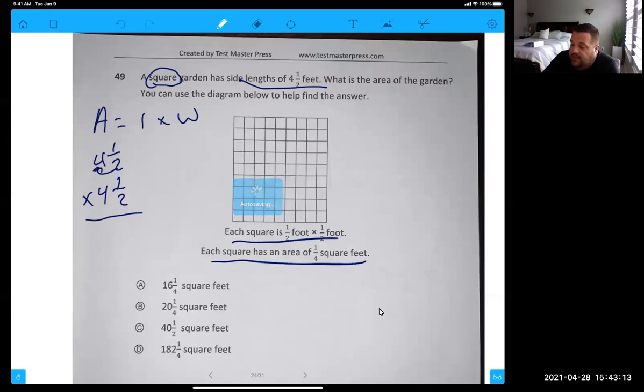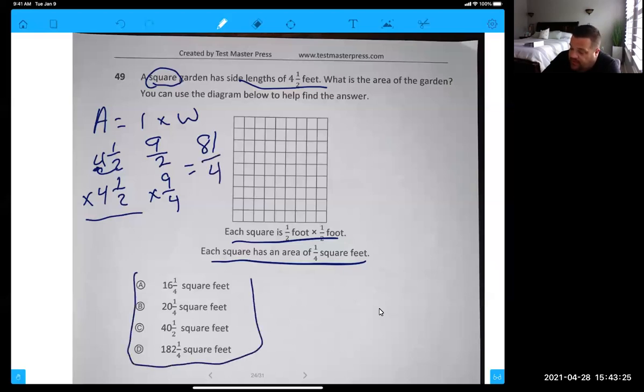And if we convert that, 2 times 4 is 8, plus the 1 is 9/2 times 9/2. And then if we multiply, you get 81/4. Now that is not one of our choices here. So we got to divide the 4 into the 81. So we get a whole number. 4 into the 81 gives us 2.